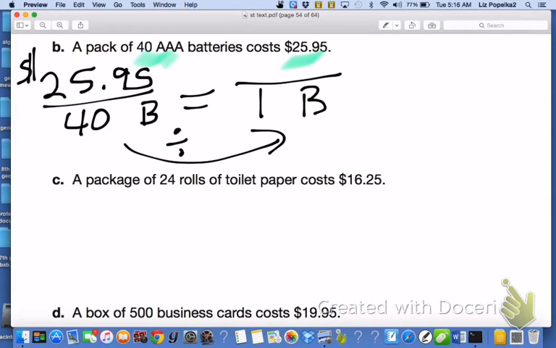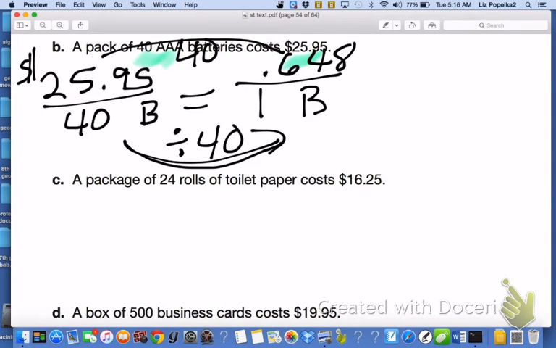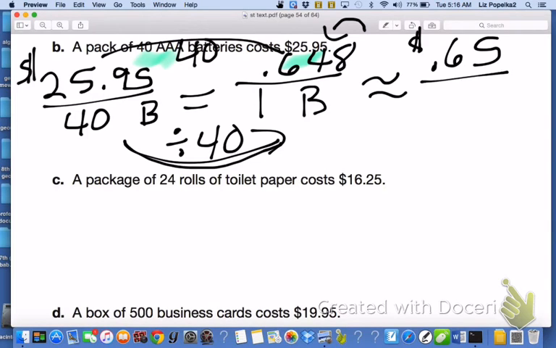So I'm going to scale down from 40 by dividing by 40. So if I scale my bottom down by 40, I also have to scale the top down by 40. So if I do 25.95 divided by 40, that gives me kind of a jacked up decimal, 0.648. I'm going to leave it at 0.648, because since it's money, I really only need to do the first couple decimals. And I know that 8, because it's 5 or bigger, is going to round that 4 up. So it's really 65 cents for 1 battery. So that's my unit rate.